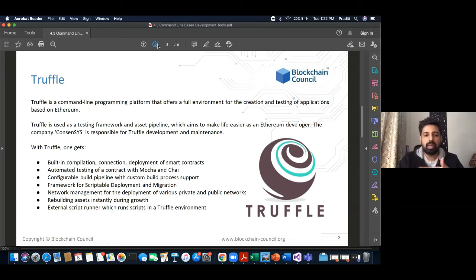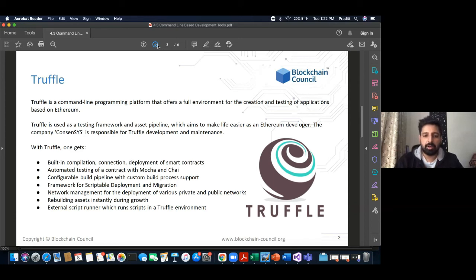With Truffle, you get a built-in compilation, connection, and deployment of smart contracts, automated testing of a contract with Mocha and Chai, which are your frameworks, a configurable build pipeline with custom build process support, and a framework for scriptable deployment and migration. With Truffle, you actually compile the smart contract, deploy it to the EVM, and you are able to interact with the smart contract. It has the basic JavaScript functions. It returns you a promise, or you can use await, and you can do that with ease.